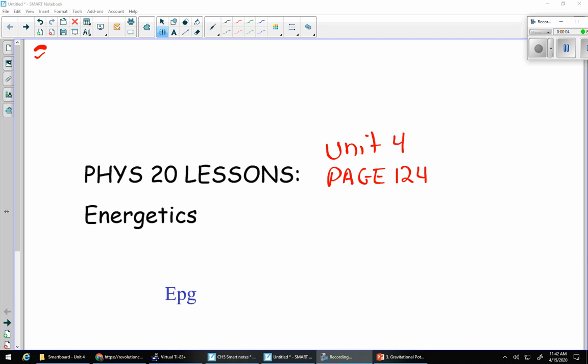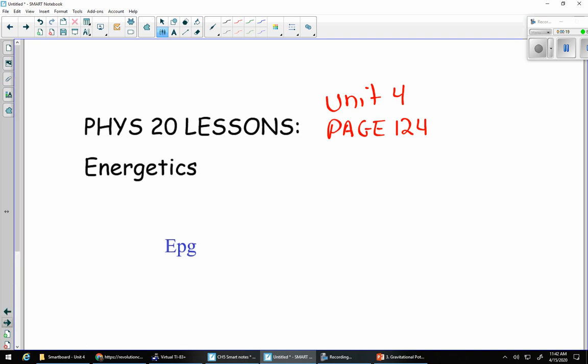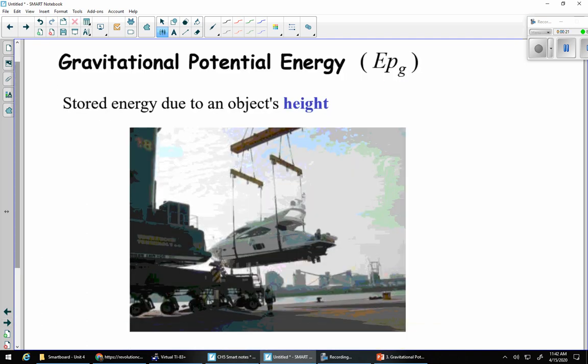Today we're going to talk about gravitational potential energy and also mechanical energy, just sort of an idea of what mechanical energy is. But we are in Unit 4 and we are on page 124. So if you're not already there, get out your workbook and we will get started. Cool. So gravitational potential energy, our first little bit that we're going to look at here.